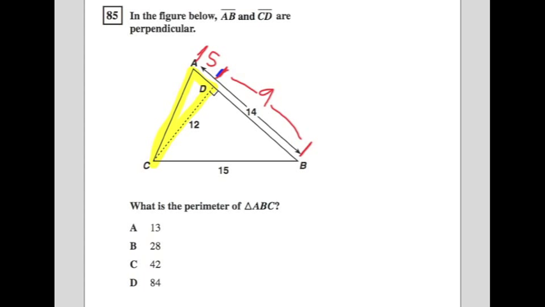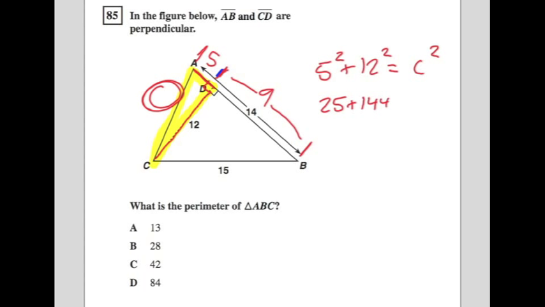So the 90-degree angle is right here. One of the legs is 5, so we got 5 squared. And the other leg is 12. You can tell because they're both touching the 90-degree angle. So 12 squared equals, this right here is my hypotenuse, which I don't know what it is. That is c squared. So 5 squared is 25 plus 12 squared, which is 144, equals c squared. So that's going to give me 169. All right, 169 equals c squared.